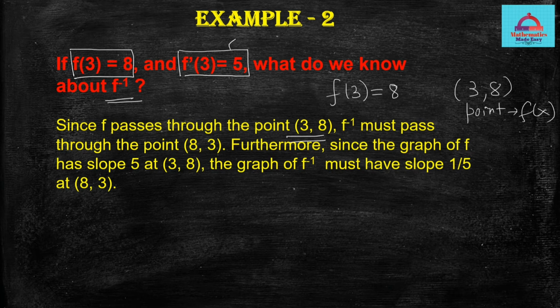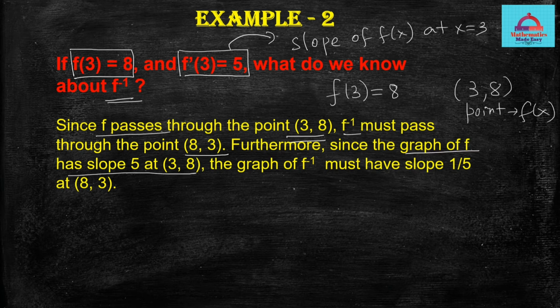Also you are given the derivative, and I hope you remember that the derivative gives you the slope of the function. So this is actually the slope of f(x) at the point x equal to 3, that is given to you as 5. Now using the last theorem, you know that if the function is going to pass through (a, b), then the inverse should pass through (b, a). So that means f inverse, if you just flip the two coordinates x and y, must pass through the point (8, 3). Also the slope of the graph of f at the point (3, 8) was 5 because the derivative was given here.